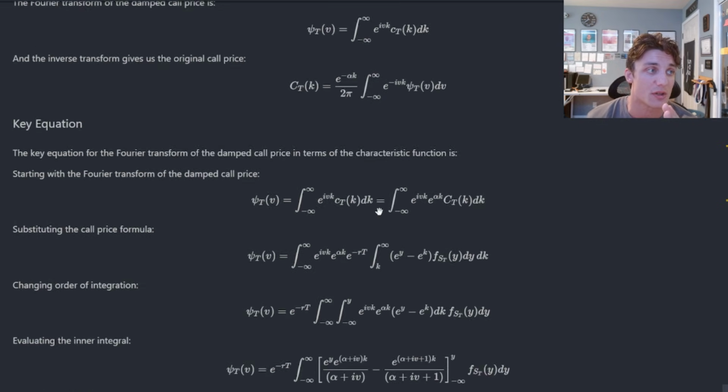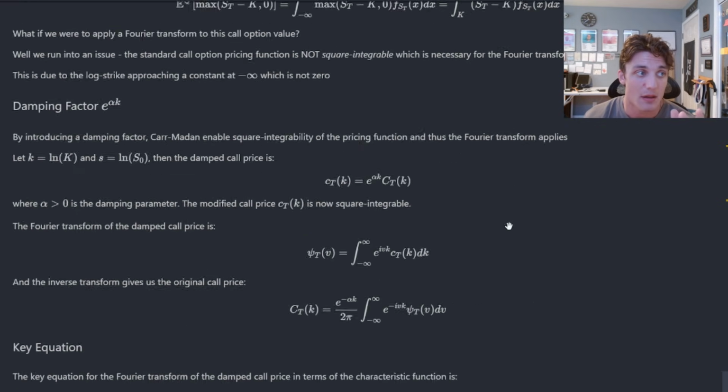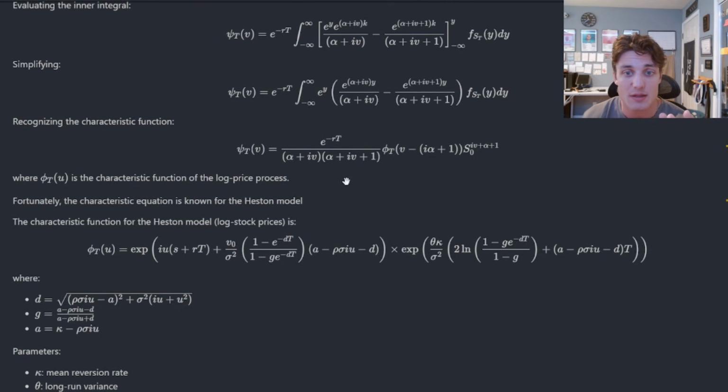Think back to this original integral. If this is the option price, how do you solve this? You don't know what this is. But after applying these crazy transformations, you get to this equation, and you know what everything in it is. Every single term is well defined. You don't have something that you can't solve analytically. Okay, so what do we do? Well, we just apply the inverse Fourier transform.